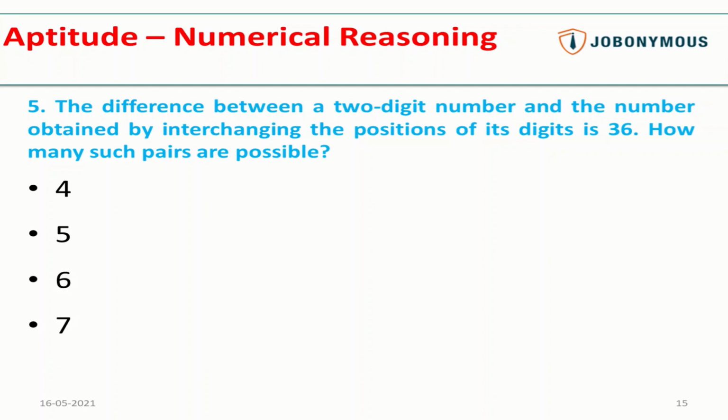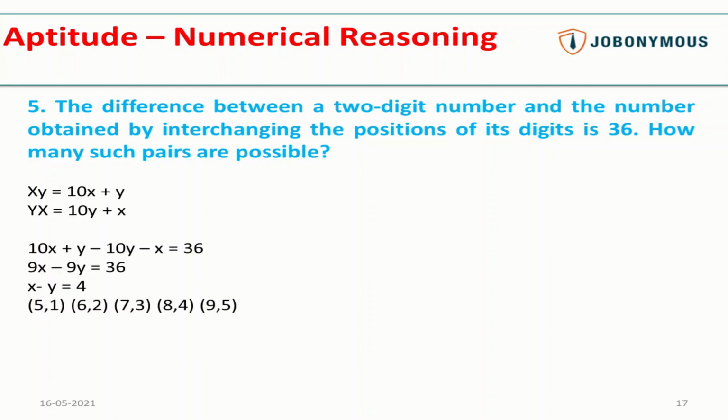So next is the difference between a two-digit number and the number obtained by interchanging the positions of its digits is 36. How many such pairs are possible? So here you can solve this question. The correct answer is 5. Now many people will think of certain two-digit numbers, which when interchanged the difference comes out to be 36, like 15 and 51. Similar to that, some more numbers are there, but this is not the right approach.